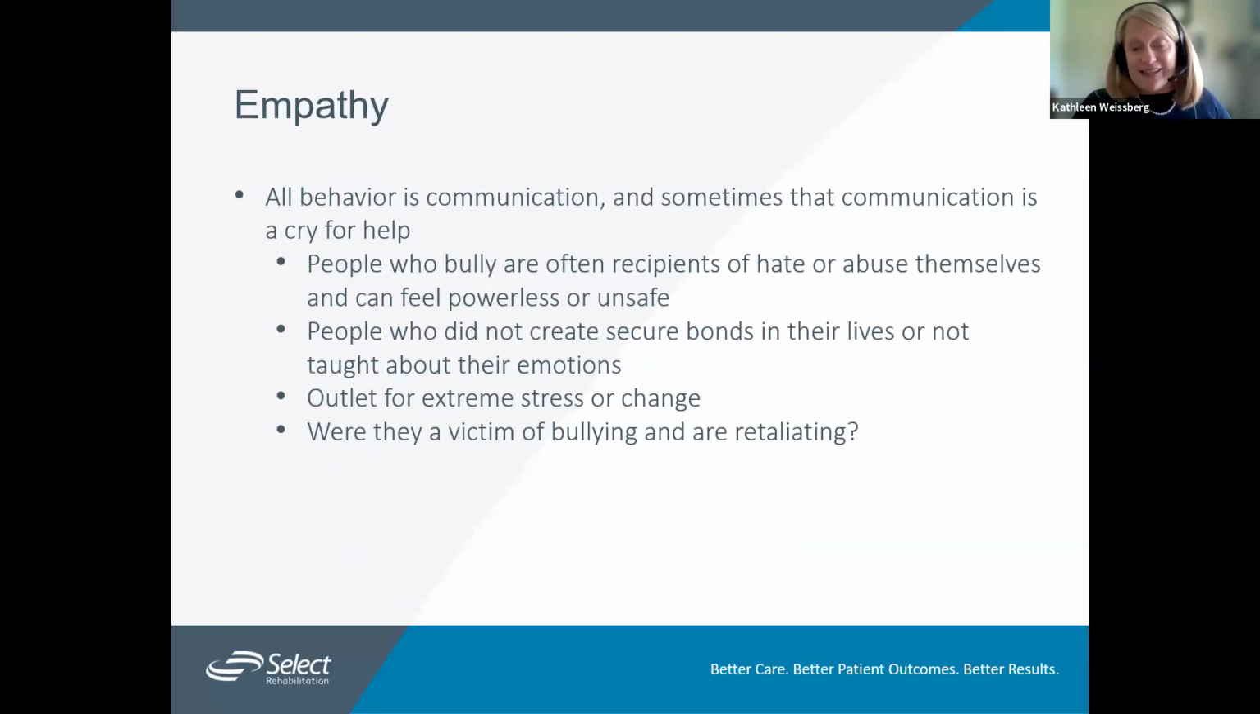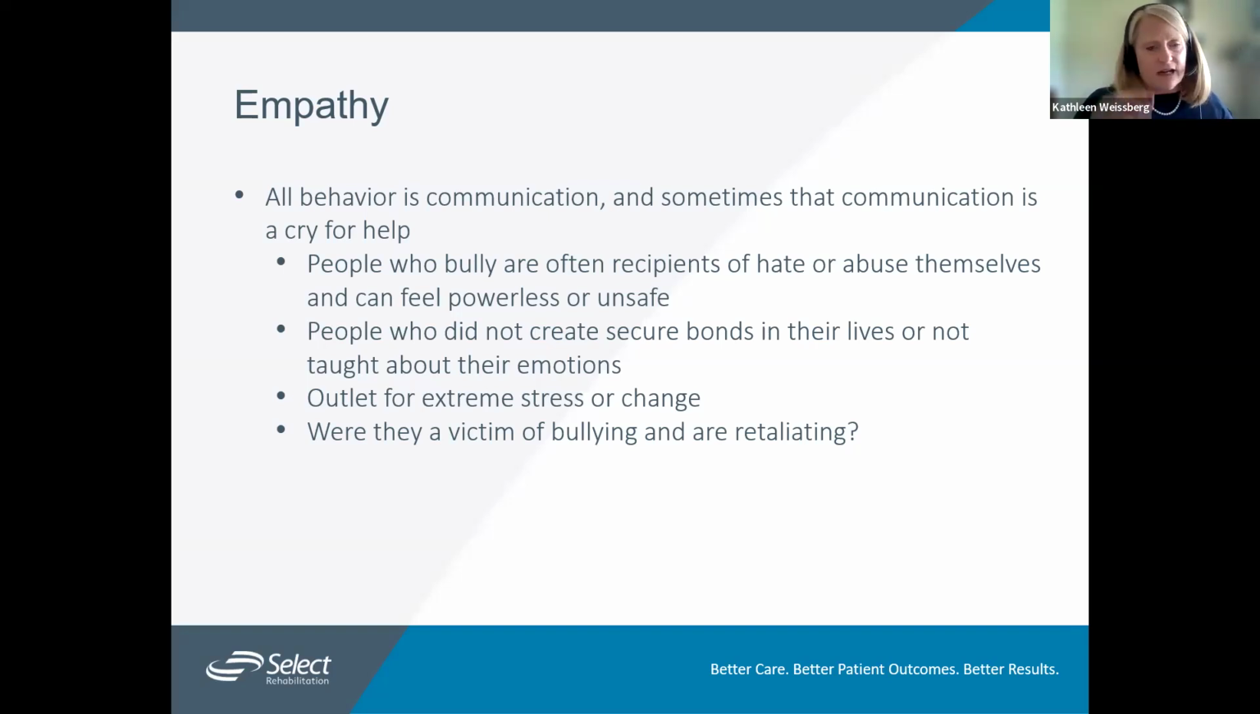The next piece is empathy. That's why I pulled this out on that other slide. They lack empathy, but the reality is empathy can be taught. And when we look at empathy, and we're going to spend a couple slides on this, we go with the notion, when we look at it through this lens, all communication is a cry for help. So when that person is bullying, what are they truly trying to say? That's what we are trying to uncover.